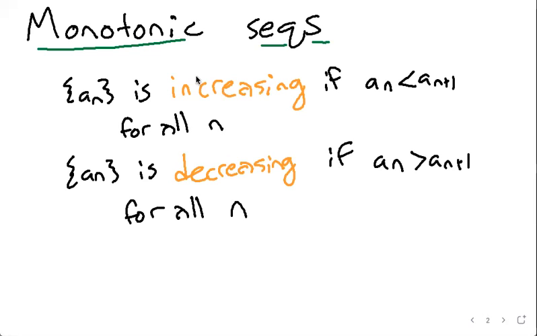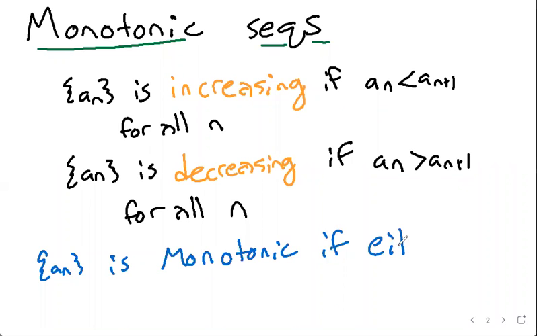What are monotonic sequences? We say a sequence a sub n is increasing if a sub n is less than a sub n plus 1 for all n. So each successive term is bigger than the previous term. A sub n is decreasing if a sub n is bigger than a sub n plus 1 for all n. Each successive term is smaller than the previous term. And a sub n is monotonic if it is either increasing or decreasing.